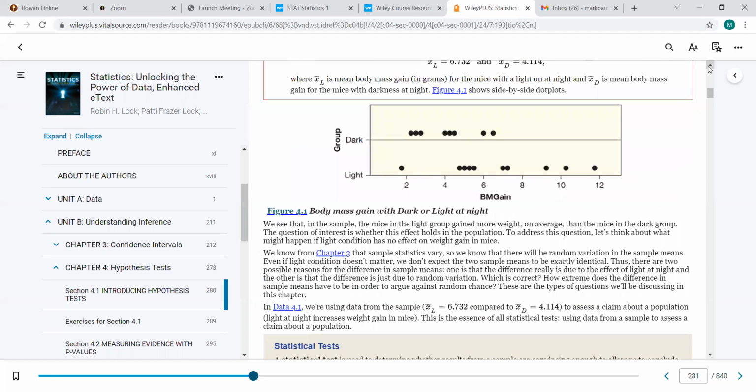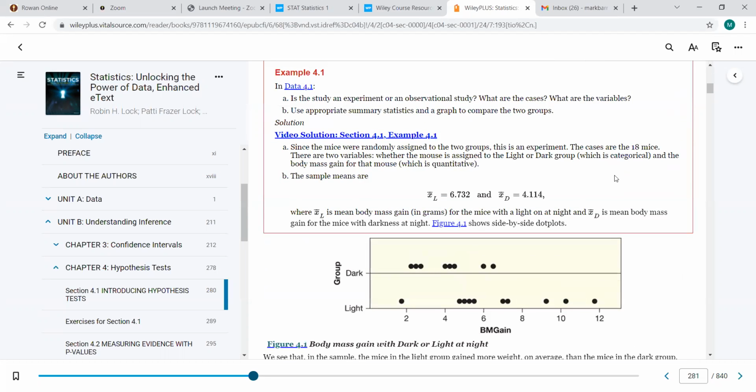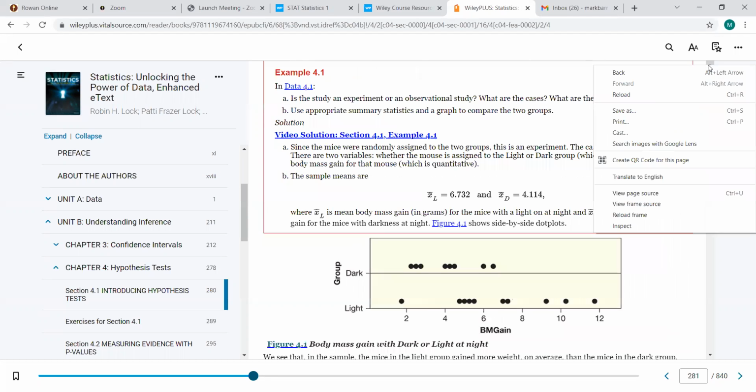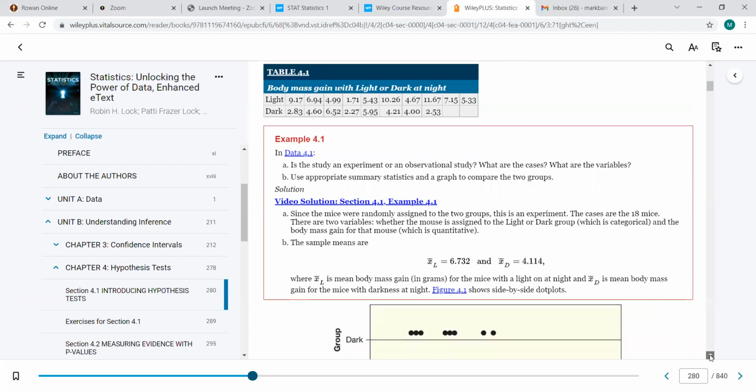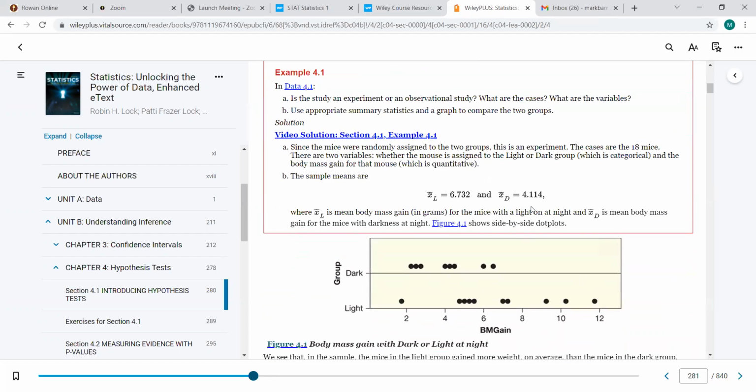Right. So now let's take a quick look at the sample results for the study. When they averaged these 10 numbers here for the light group, they got 6.732. That's the sample average. And the average of these 8 numbers here for the dark group is 4.114. What they're really looking at is the difference between these numbers: light group minus the dark group. We subtract these 2 numbers. That would be the difference in their means.